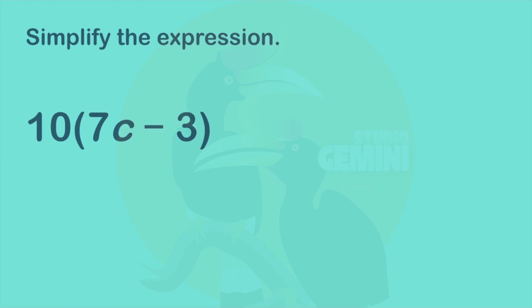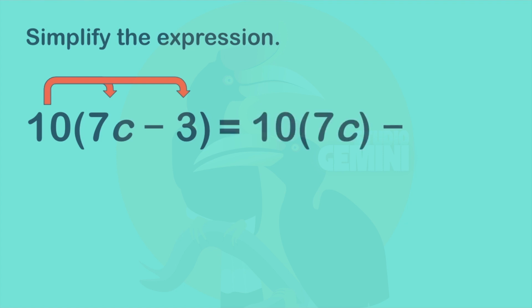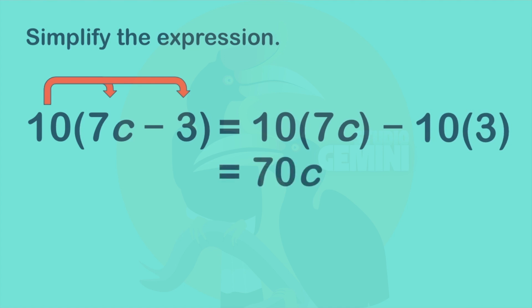In this second example, 10 should be distributed to 7c and 3. We'll use subtraction since it's 7c minus 3 inside the parentheses. 10 times 7c minus 10 times 3. Now simplify. 10 times 7c is 70c, and 10 times 3 is 30. The simplified expression is therefore 70c minus 30.